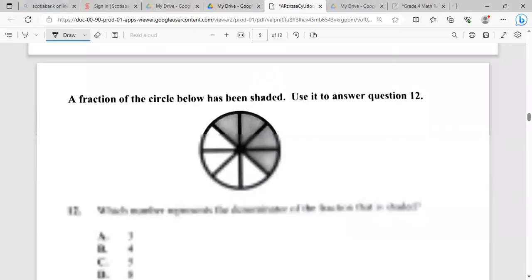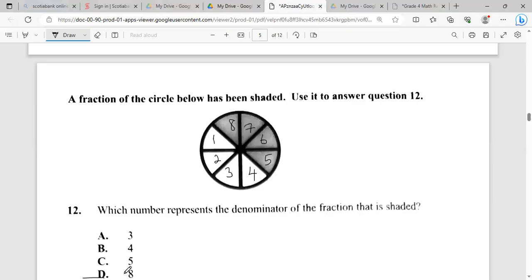All right. Number 12 says a fraction of a circle has been shaded. Use it to answer item 12. Which number represents the denominator of the fraction that is shaded? And that would be the total number of parts. That's the denominator. If you had watched my videos, these should be cakewalk for you. And that would have been 8.